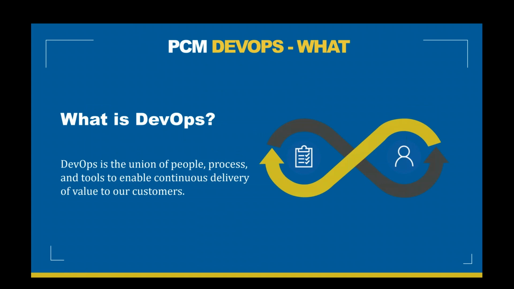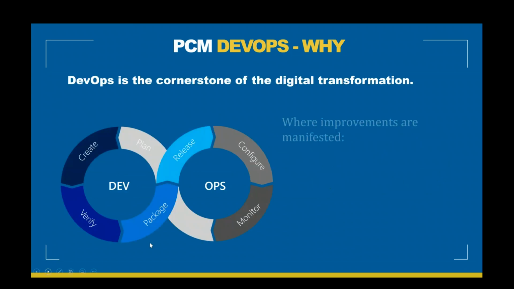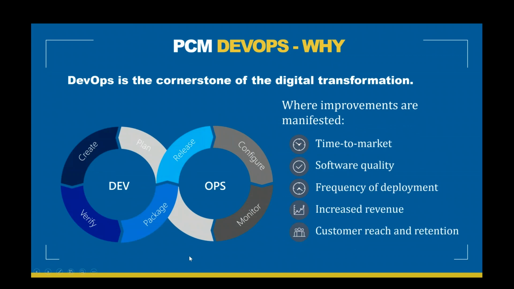DevOps is the union of people, processes, and tools to enable continuous delivery of value to customers, whether it's PCM providing value to you as our customer, or relaying to your customers as a pass-through. So it's all about helping you out and adding value to your business. And really, DevOps is the cornerstone of digital transformation.